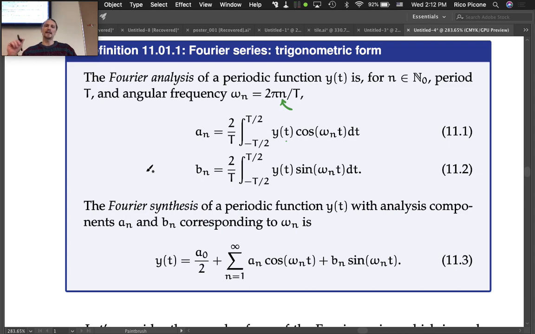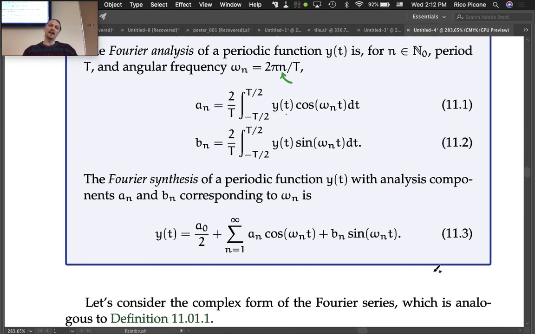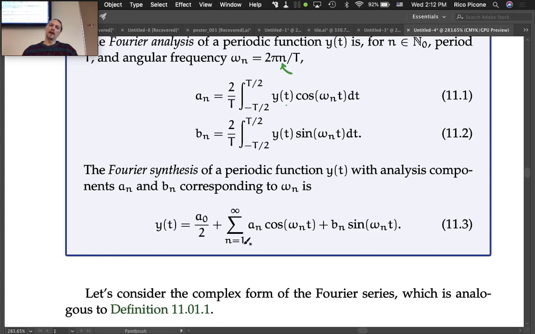So the Fourier synthesis of a periodic function y of t with analysis components an and bn corresponding to omega n is the sum from n equals 1 to infinity of all these an's times cosine omega n t's plus all the bn sine omega n t's.